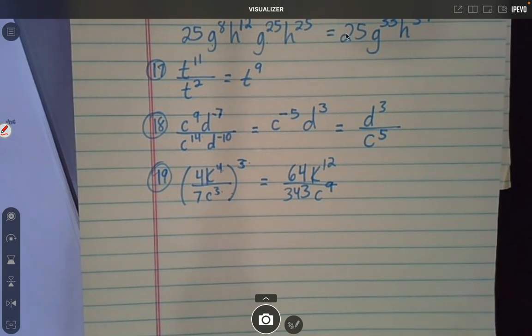So, and I don't think 64... Oops. Can't reduce it. Okay.